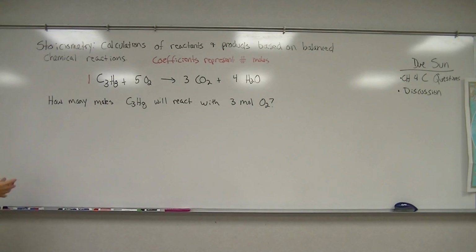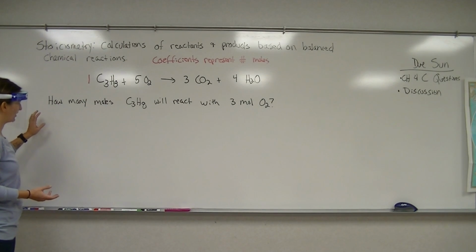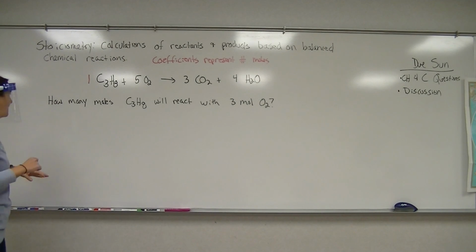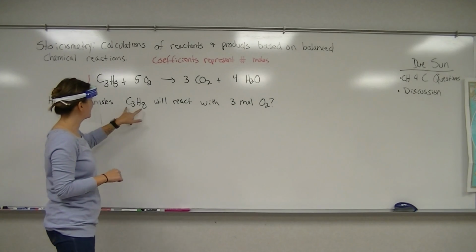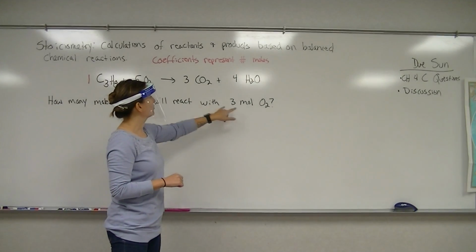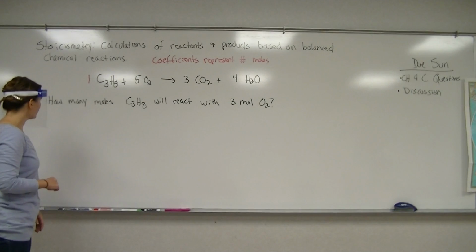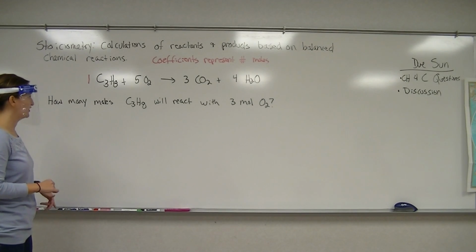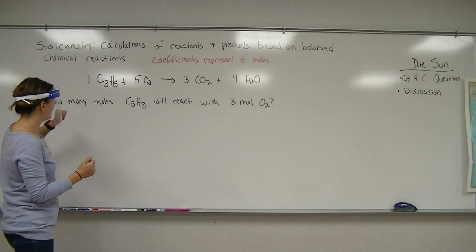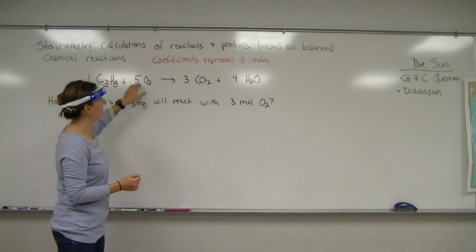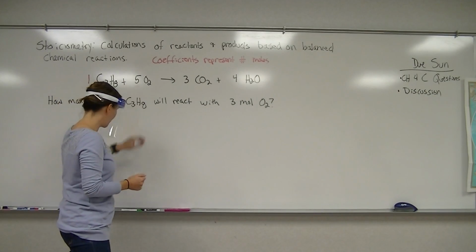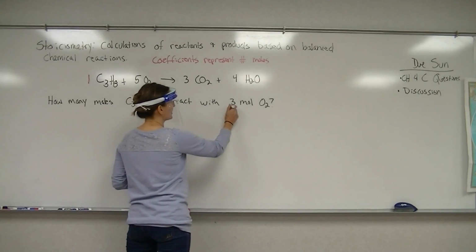So what types of questions could you be asked based off of this balanced equation? We're going to start with 1-step ones, and then we'll work our way up to the harder ones. So the first type of question you might see is, how many moles of C3H8 will react with 3 moles of O2? So they're asking you to look at the coefficients to figure this out. We just said that if you had 1 mole of C3H8, that would react with 5 moles of oxygen. Okay, but they're not asking for 5, they're asking what if you only had 3.